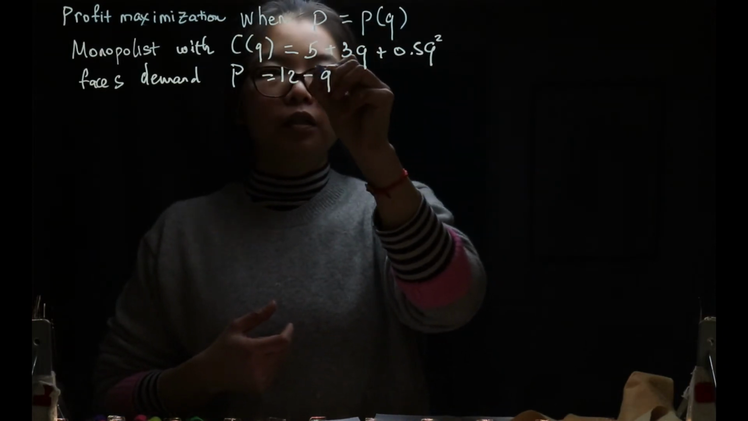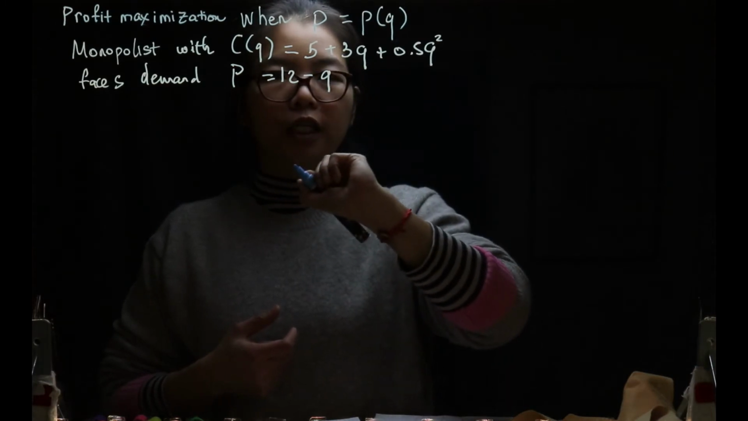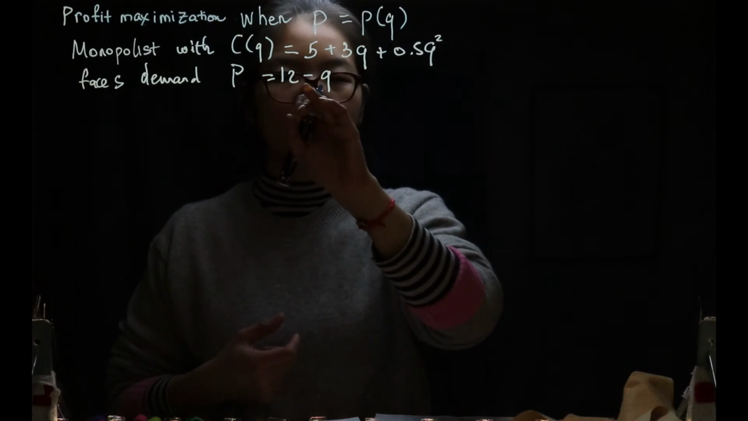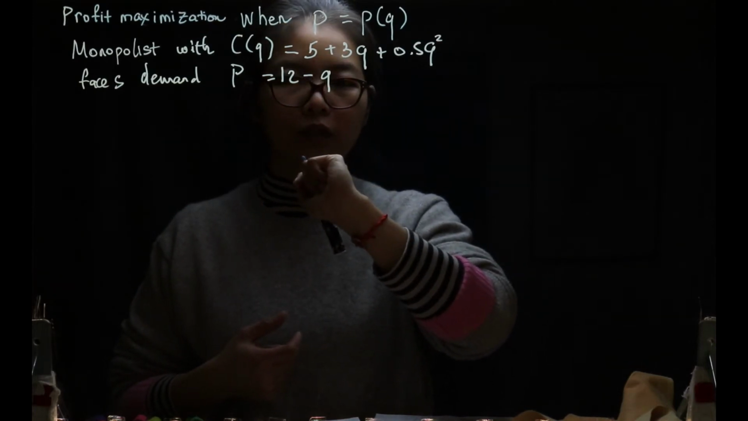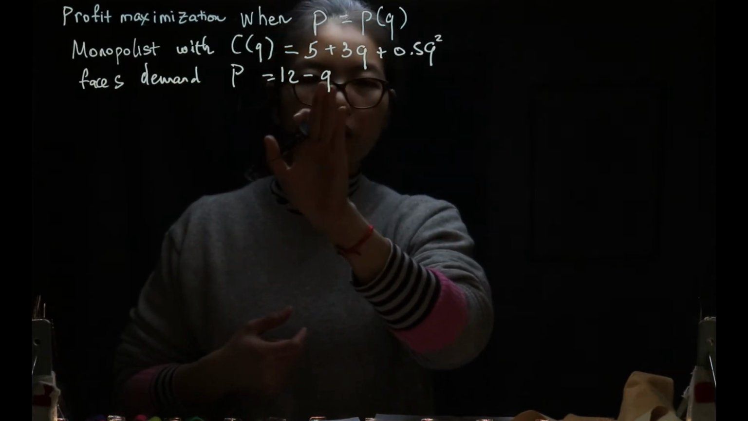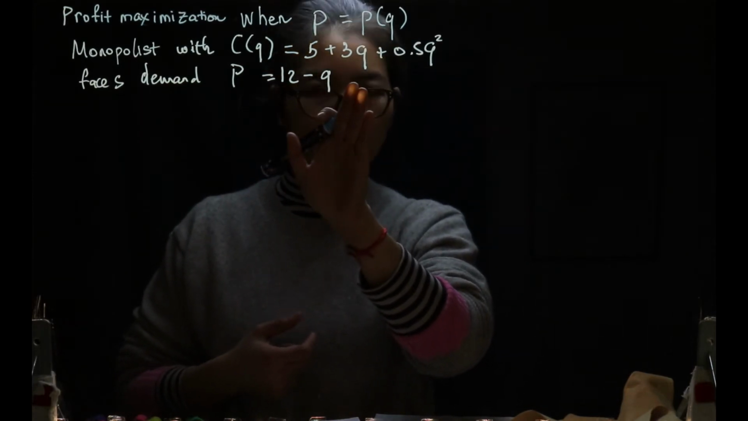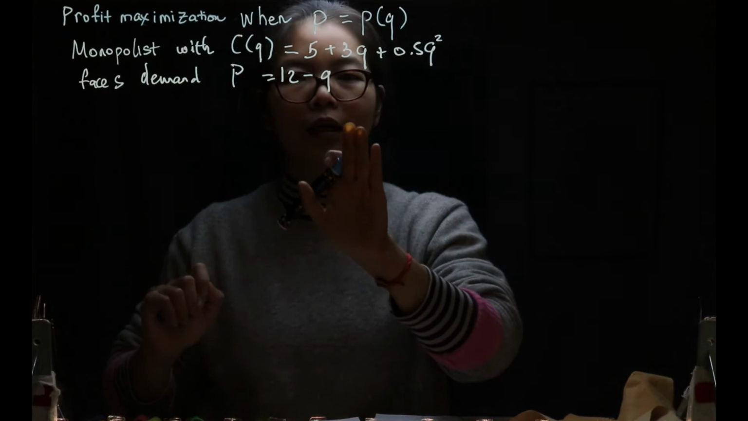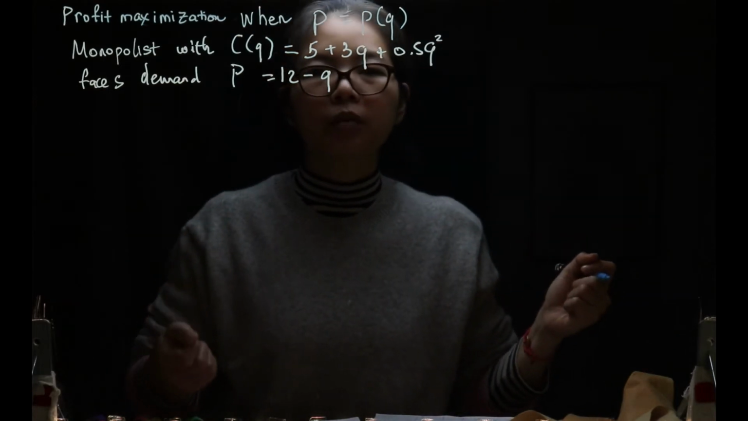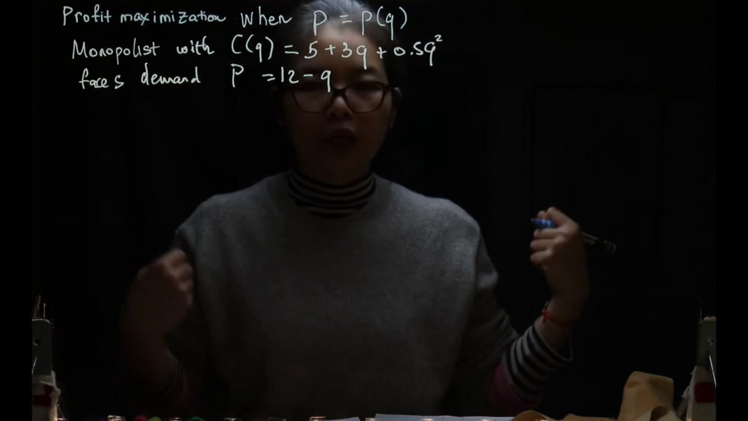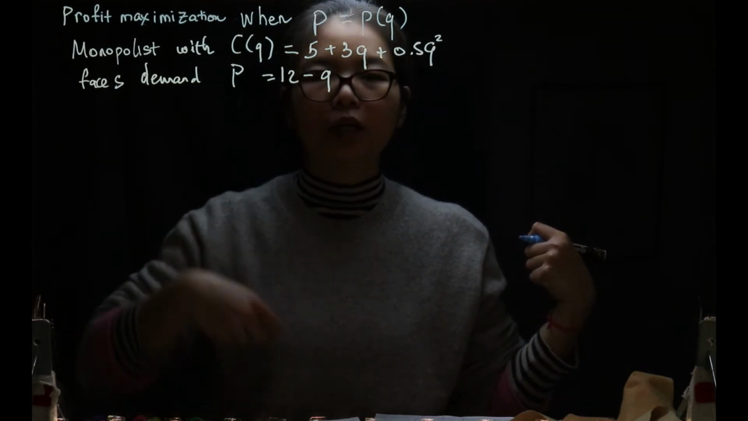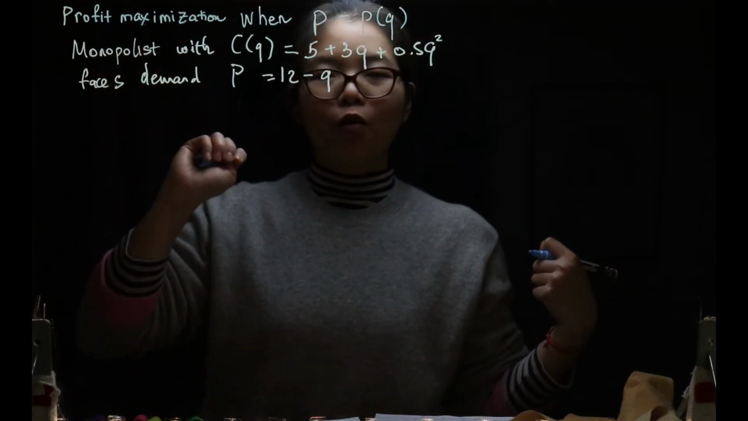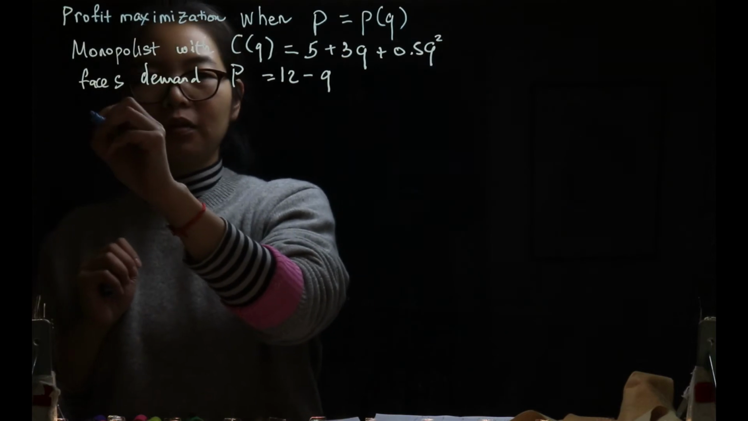So from this demand curve, you can see already it is downward sloping. Why? Because the slope is negative. So the more output or the more quantity of product sold on the market, price will decrease, right? And on the other hand, if the firm restricts output quantity, then price will increase. So that is the power of the monopolist.